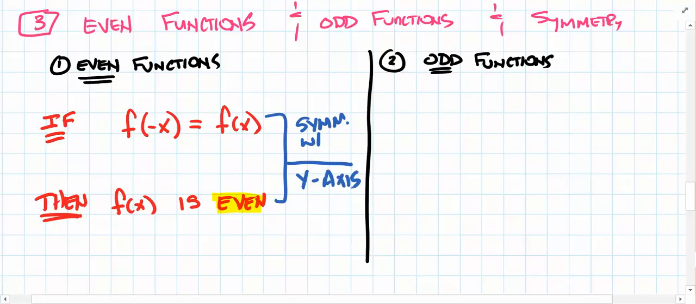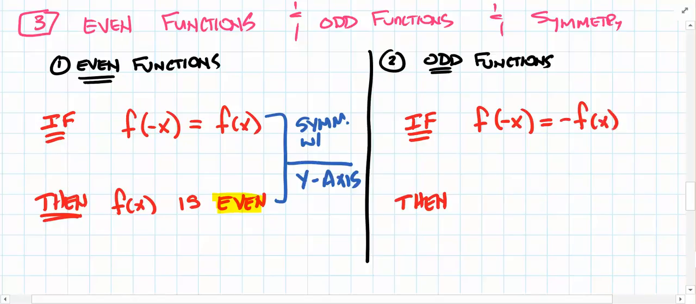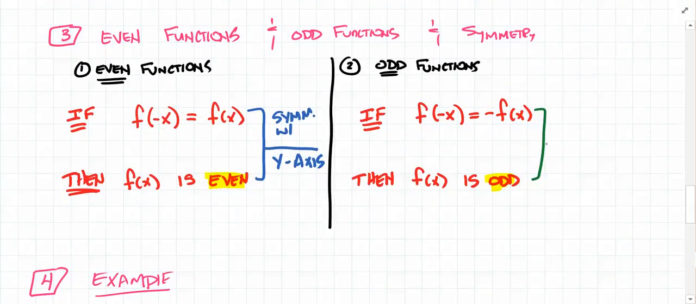Now, what about an odd function? Well, here's an odd function. It's another if-then statement. It says if and then. Okay? So for us, if f of negative x is the equivalent of the opposite of f of x, that's what that means. If f of negative x is equivalent to the opposite of the function, then we define our original function as being odd. So that's our definition. And if you have an odd function, then you have symmetry with the origin.